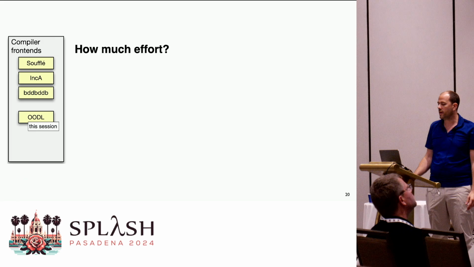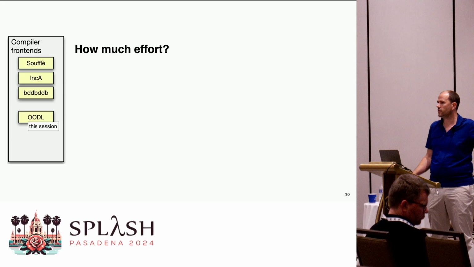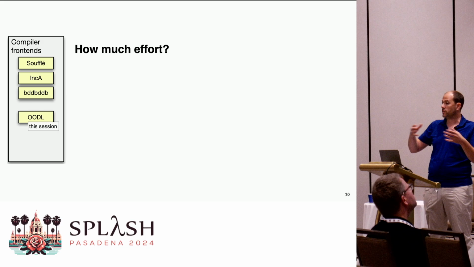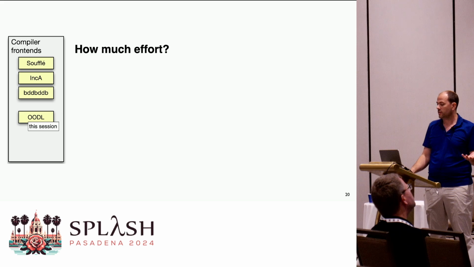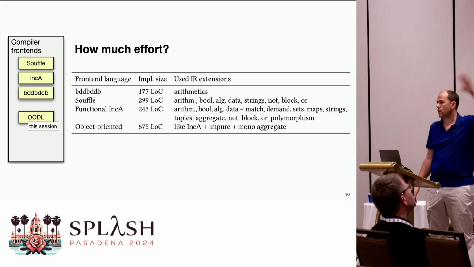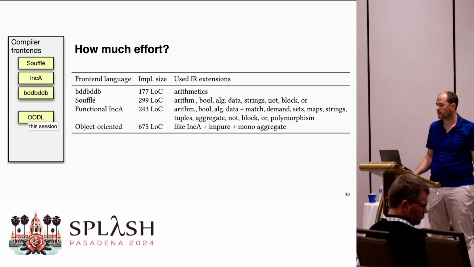So one question you may have is, how much effort is it actually to develop these compiler front ends? That's something we discussed in the paper. I just want to show you the key result here. Because we have all these IR extensions which are reusable across front ends, writing the compiler front end itself becomes really easy. For example, we have about 300 lines of code to compile Soufflé to our IR. We have about 250 lines of code to compile a fully functional programming language to Datalog, and an object-oriented language that David will talk about in the session later. That's a little bit more effort, but still very much manageable.